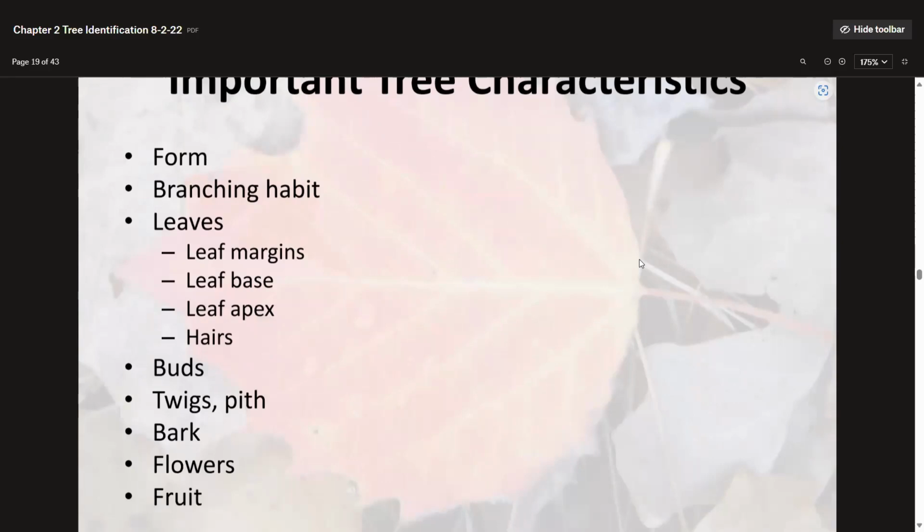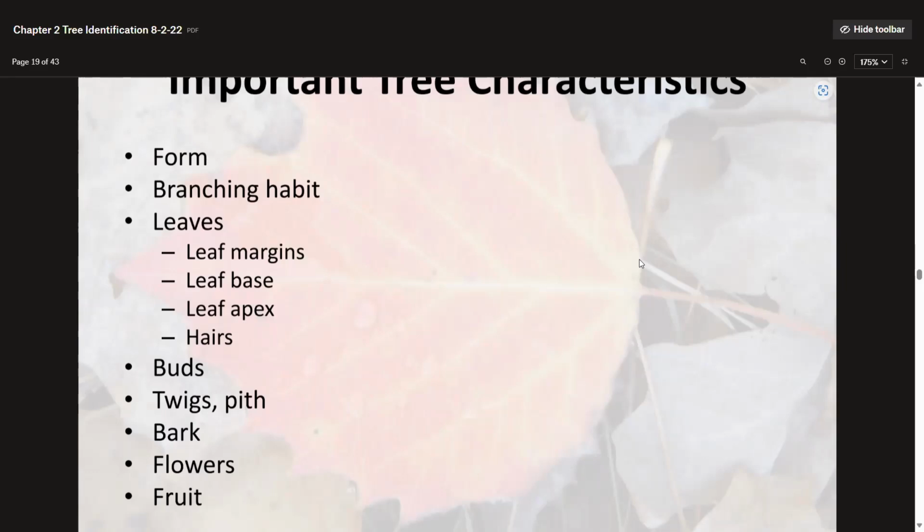Leaves, of course, your leaves can help. They've got leaf margins, a leaf base, the leaf apex, whether they're hairy or not. All those things can help you identify what tree you're dealing with. The buds themselves, when they start and break on the branch, they're shaped differently. Where they come out on the branch is different. That can help you ID them. The twigs themselves, the pith inside the twigs. Some trees have a distinct pith pattern, right? Which is the interior pulp of that twig. It looks a certain way in certain trees.